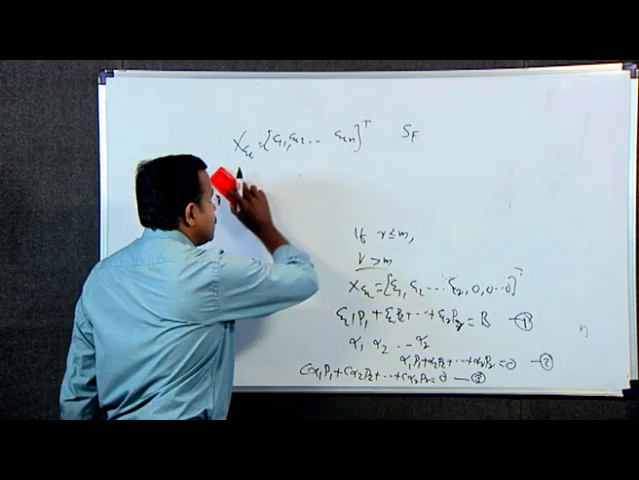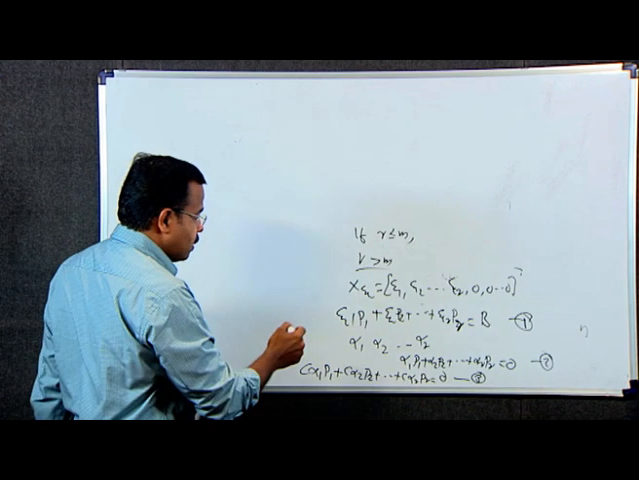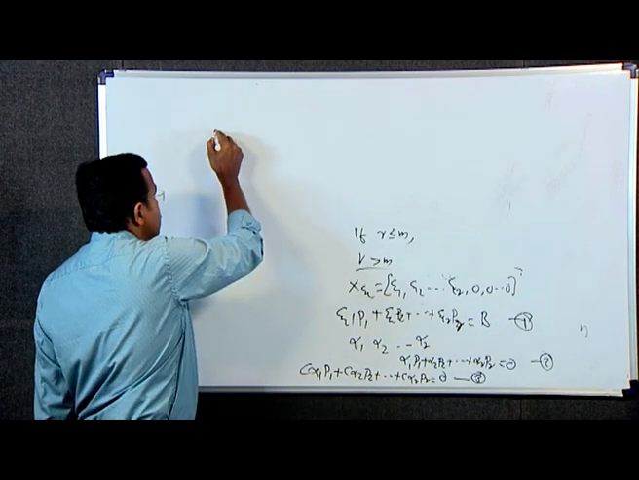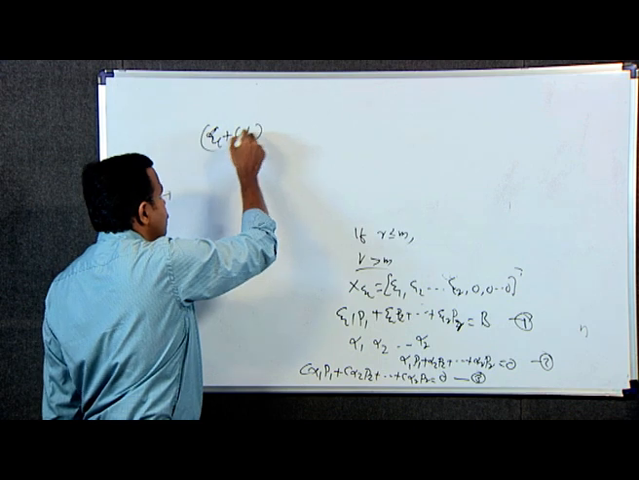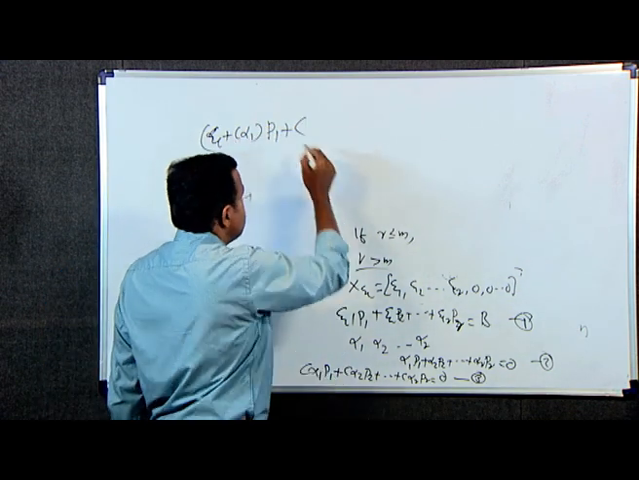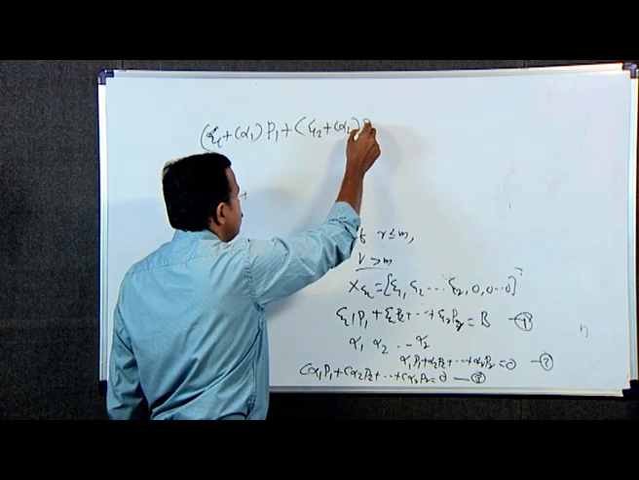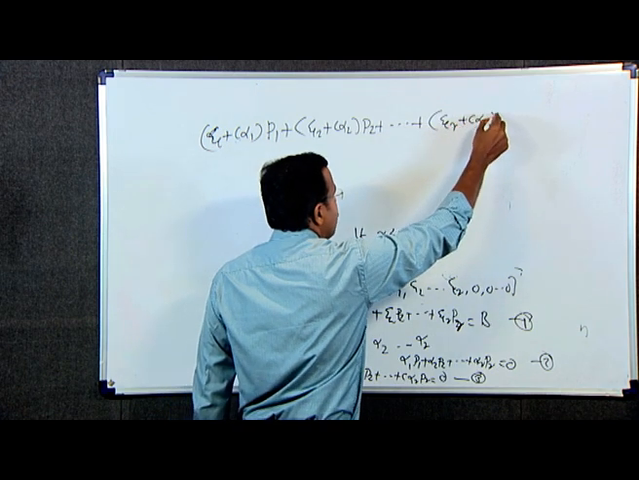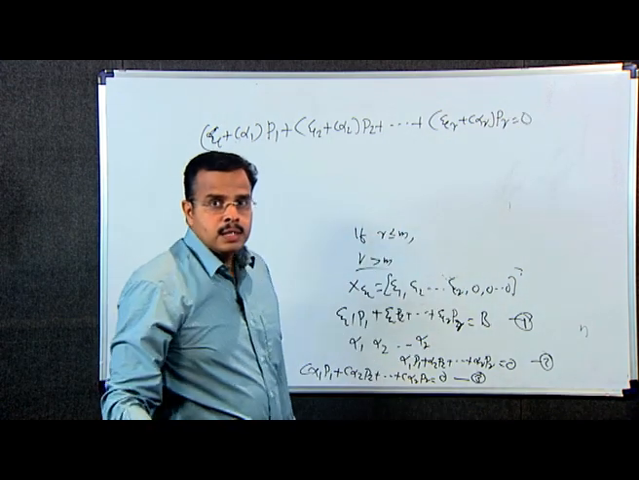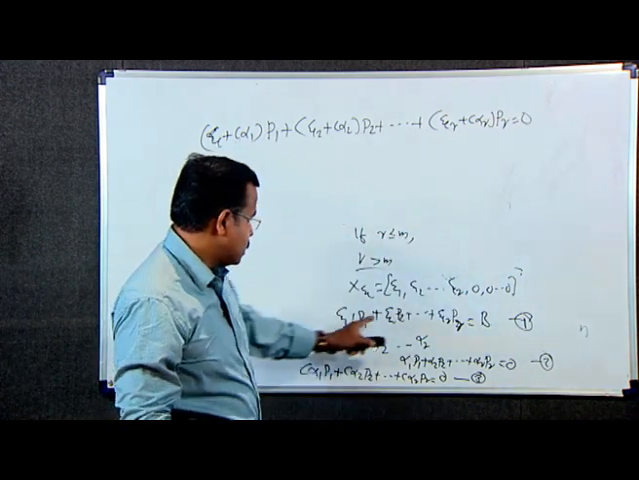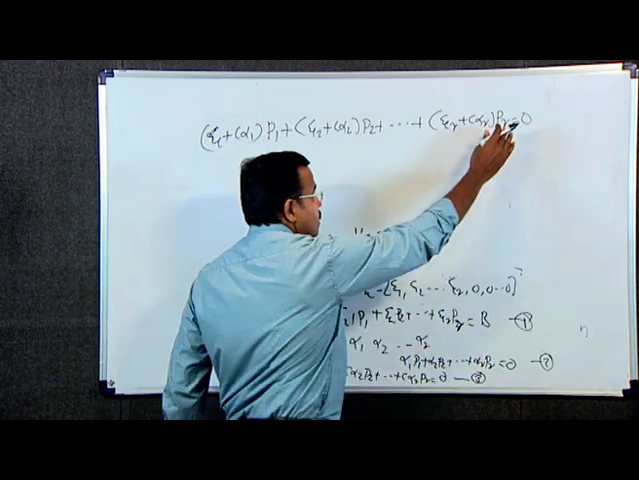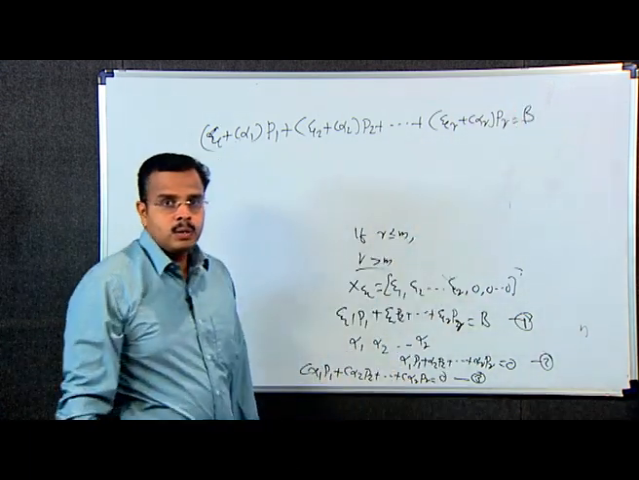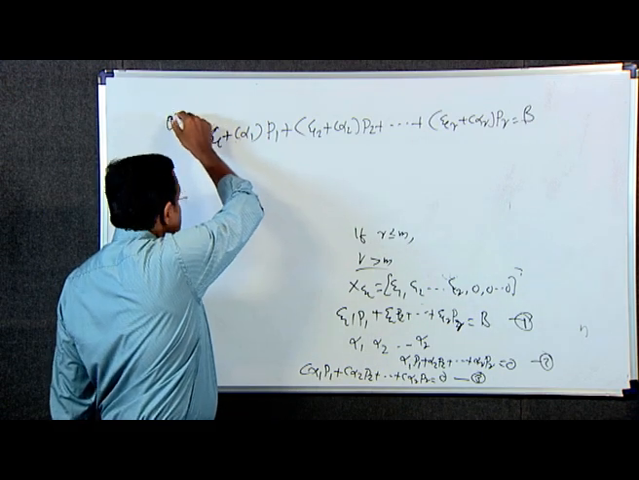Equation number 1 plus equation number 3 implies psi 1 plus c alpha 1 into P1 plus psi 2 plus c alpha 2 into P2 plus etc. plus psi r plus c alpha r into Pr equal to b plus 0, that is equal to b. This is 1 plus 3.